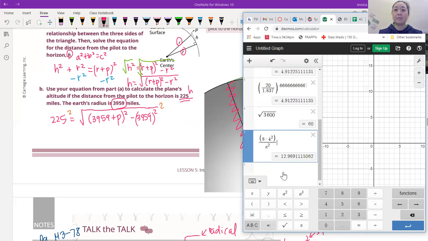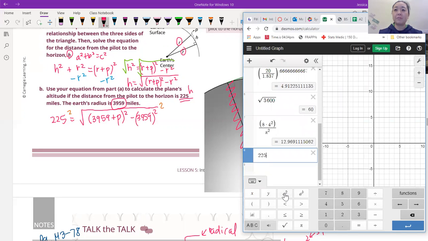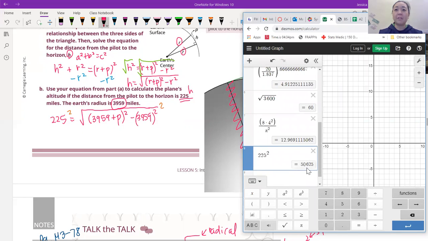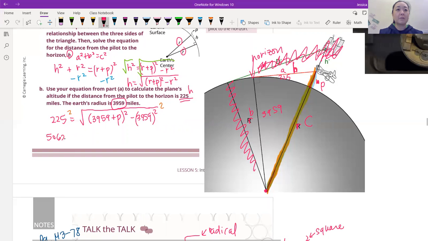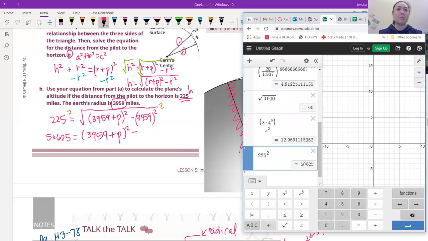225 squared. So that's going to be 50625. And I usually try not to put commas in here just because I could maybe mistake it for a period, like a decimal point. So I'm just going to leave this like that. And I'm going to figure out what this is right here. Looks like it's going to be a big number.